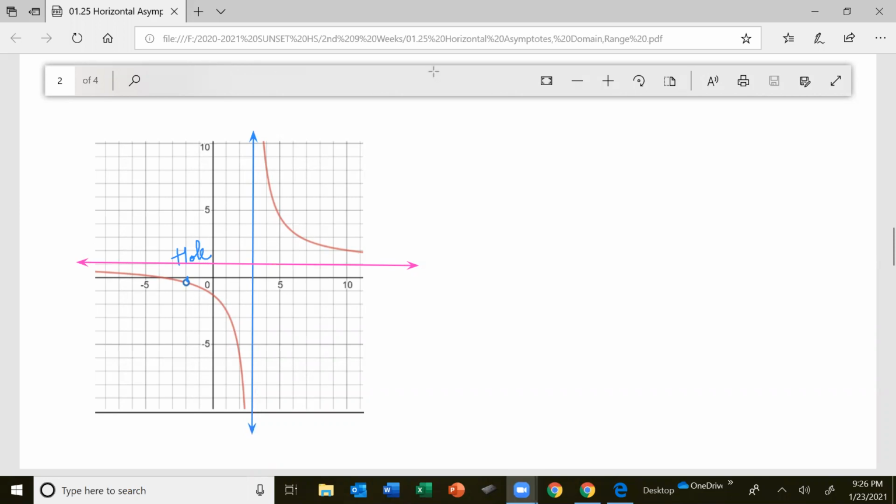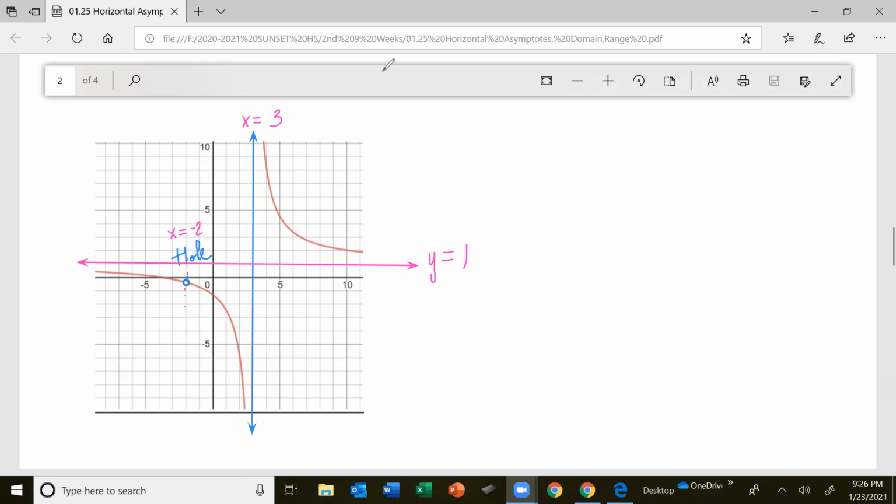So we can confirm for ourselves that the range is going to go all the way to infinity right here, up until 1. Y equals 1, x equals 3, and right here the hole at x equals negative 2. So three conditions right there.